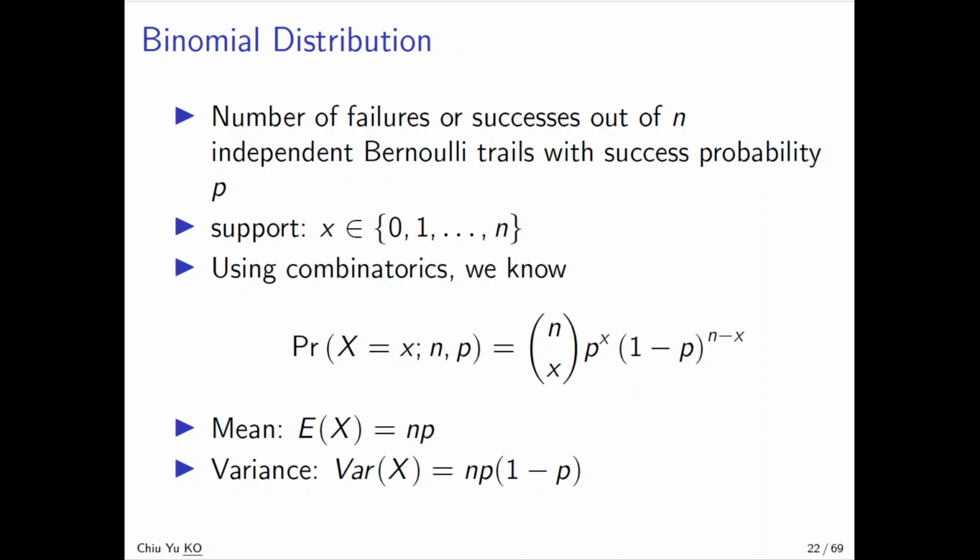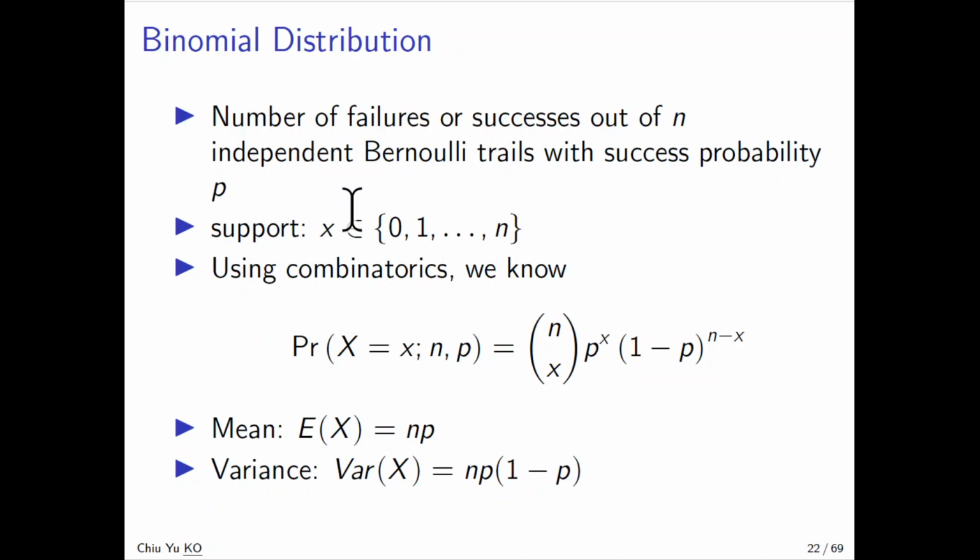So, binomial distribution. The binomial distribution is a generalization of the binomial trial. Remember, a binomial trial means you have a random experiment which has two outcomes, failure or success, with success probability p, and failure probability 1 minus p. So now the binomial distribution is a generalization to allow n independent binomial trials. The support, of course, is that x can take values from 0 to n, because there can be 0 successes, 1 success, up to n successes.